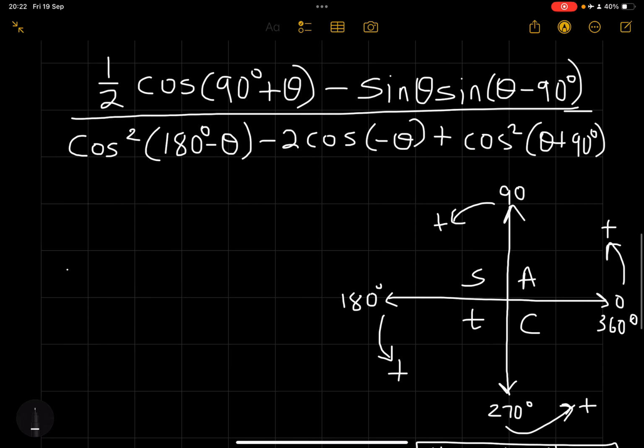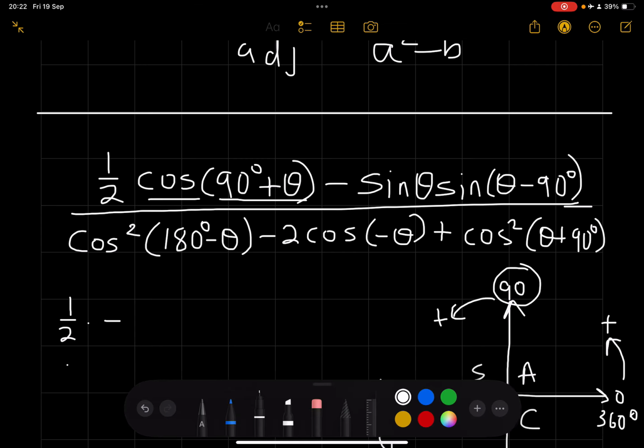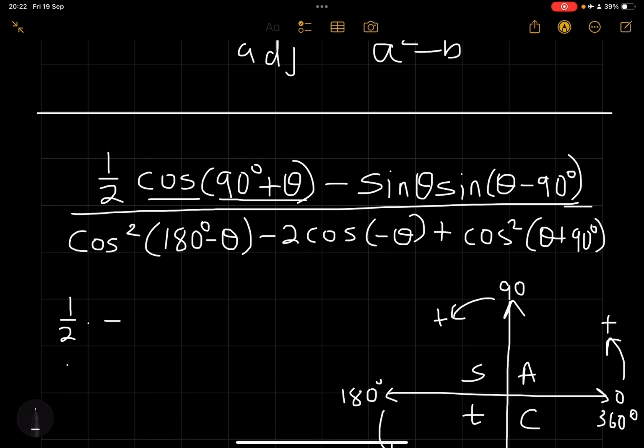Right. So that said, the first part, we have half multiplied by, so I'll put a dot, cos of 90 plus theta. 90 plus, we are in the second quadrant, right? So cos is negative in the second quadrant, so we know that is negative. But because we started on the y-axis, 90 is on the y-axis, we're going to switch. The cos will now become sine because we started on the y-axis. Then we're going to have minus sine theta.